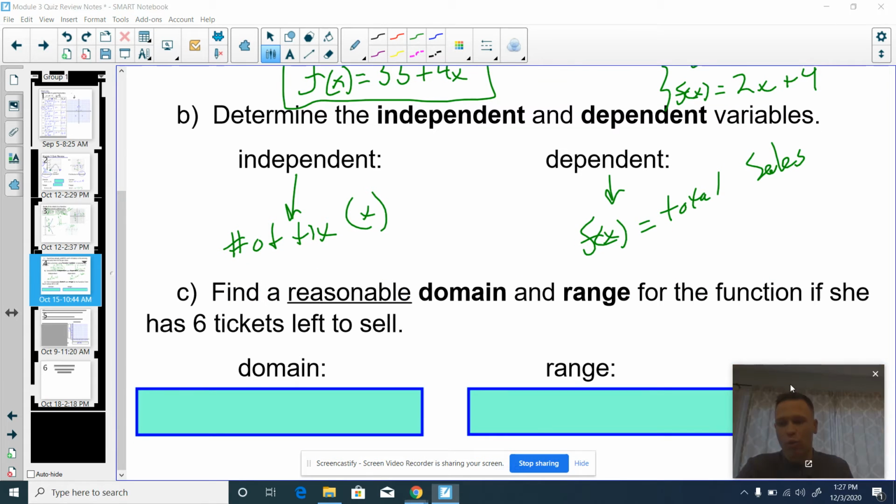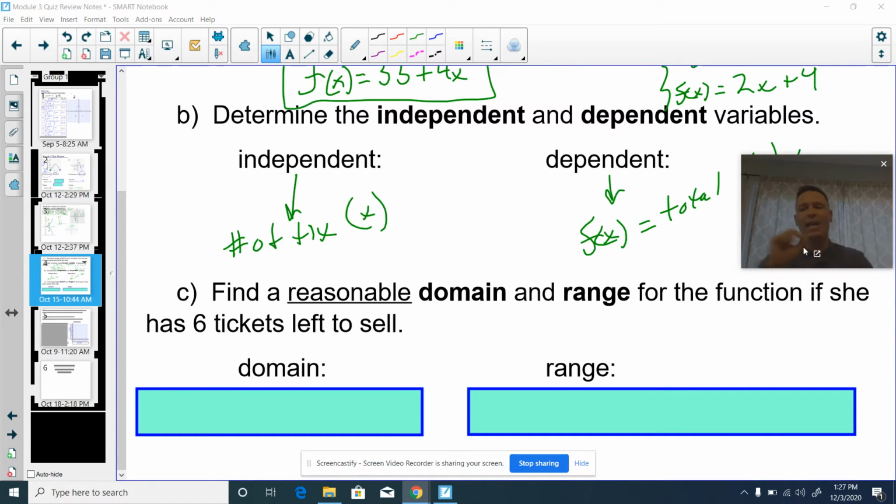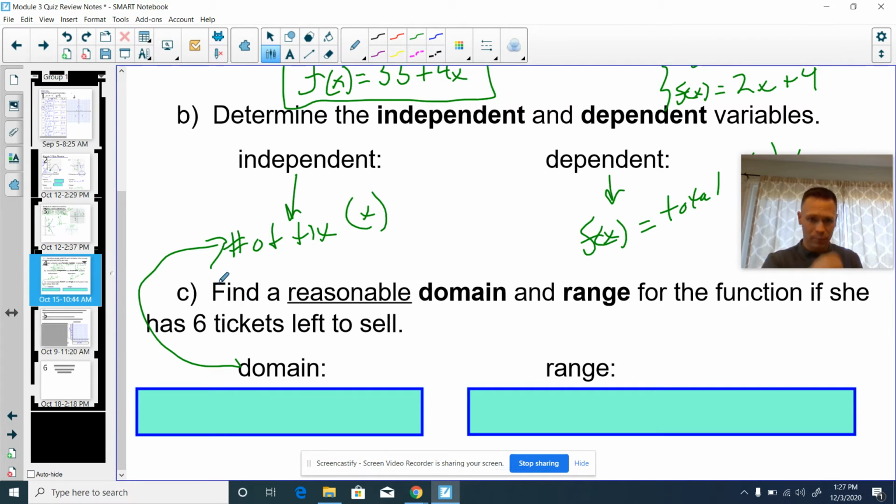Now we want to look at a reasonable domain and range. If I ask you for a reasonable domain and range, what I'm asking you for is numbers that make sense for the situation, okay? So let's start with domain, right? Domain is what's going into the function. It's what our x represents. In this case, it's the number of tickets, right?